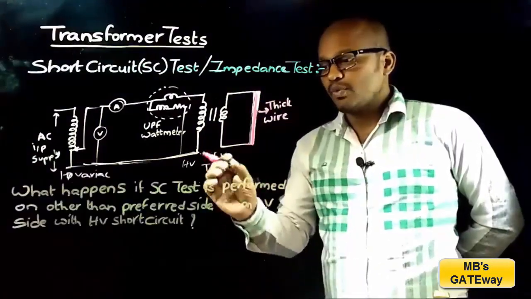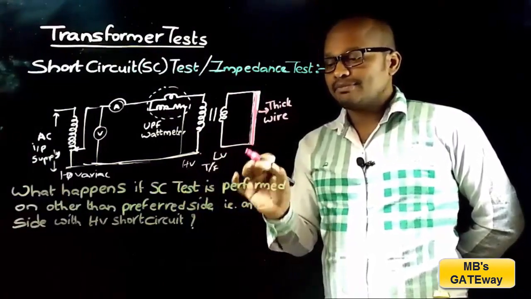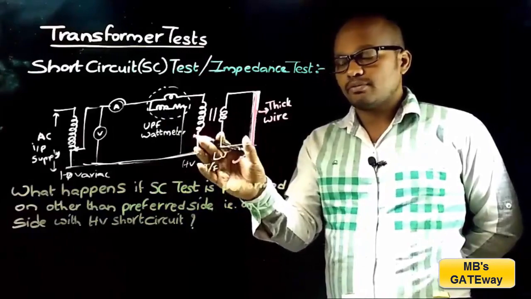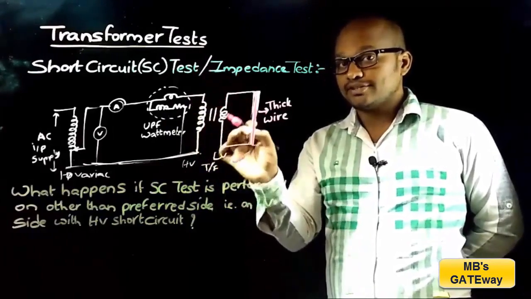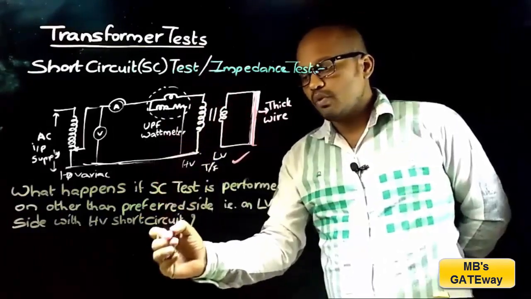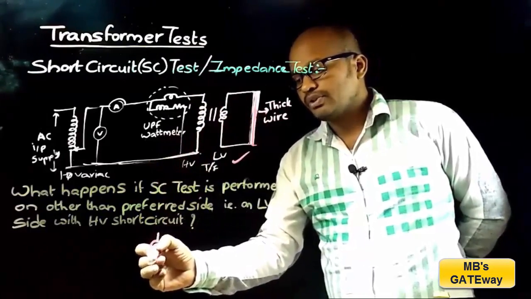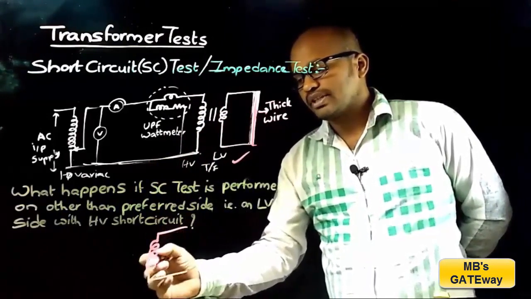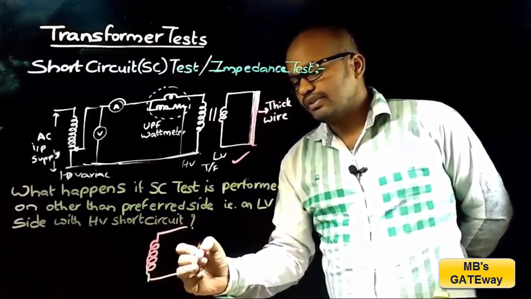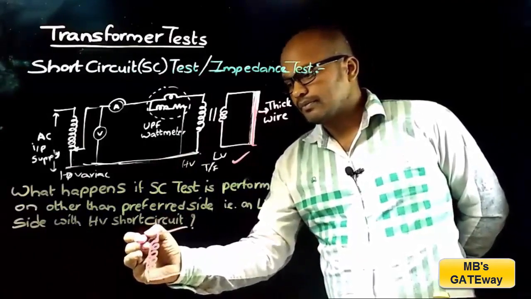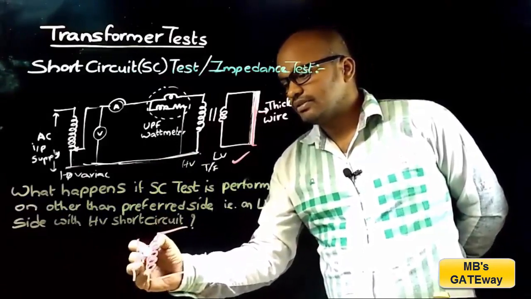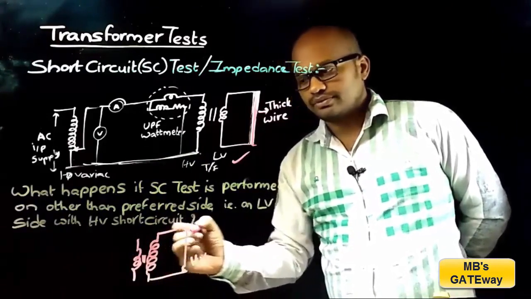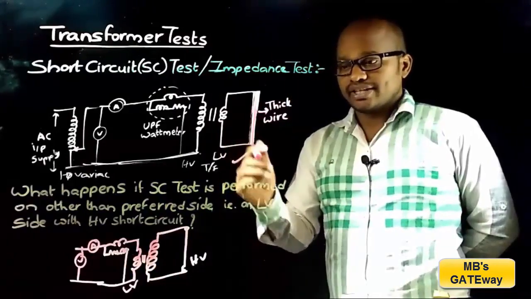Now let's discuss what happens if the SC test is performed on other than the preferred side. This is the preferred side of the transformer at which the short circuit test is to be performed. And now we are discussing what happens if the short circuit test is performed on other than the preferred side. That is, if the test is performed on the LV side with the HV side short circuited. To understand that, let's consider an example.